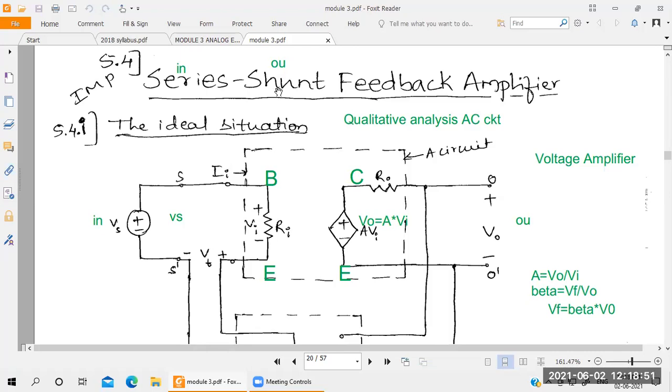So for this voltage amplifier, the output is voltage and the input is voltage. Based on that, you have to write the equivalent circuit here. Here you take one transistor. Okay, you will take a BJT transistor.